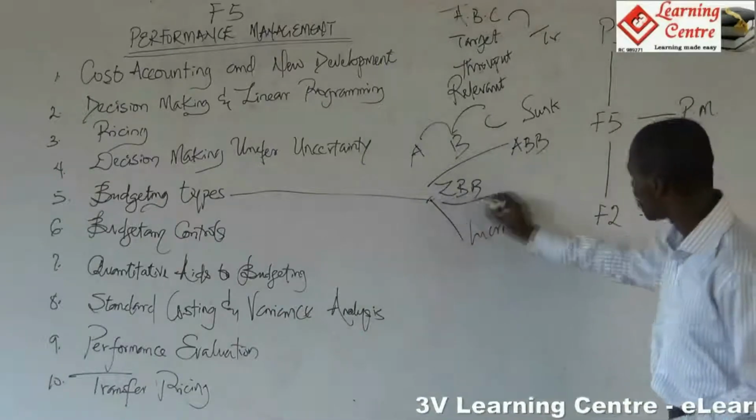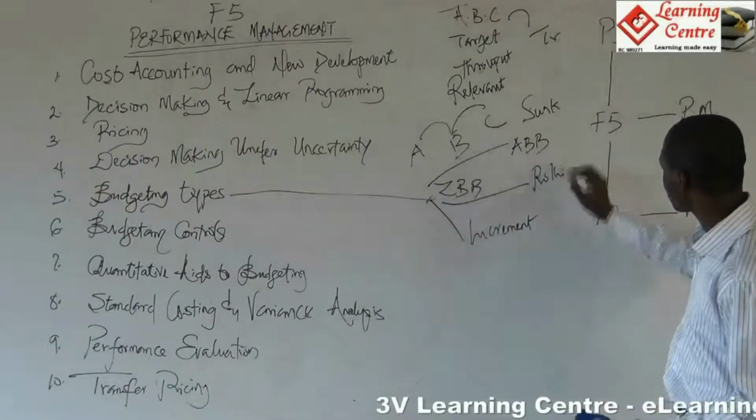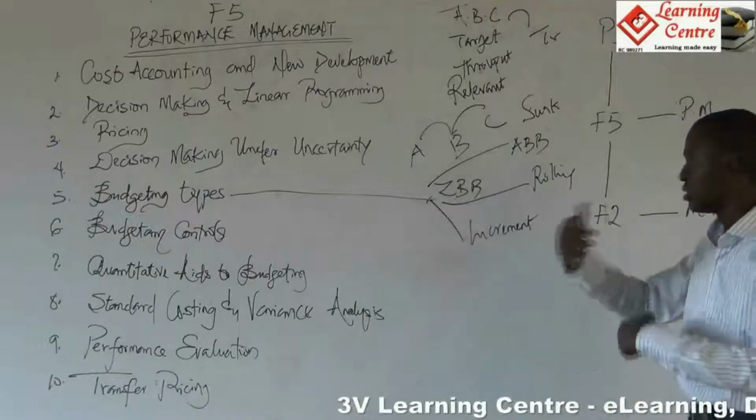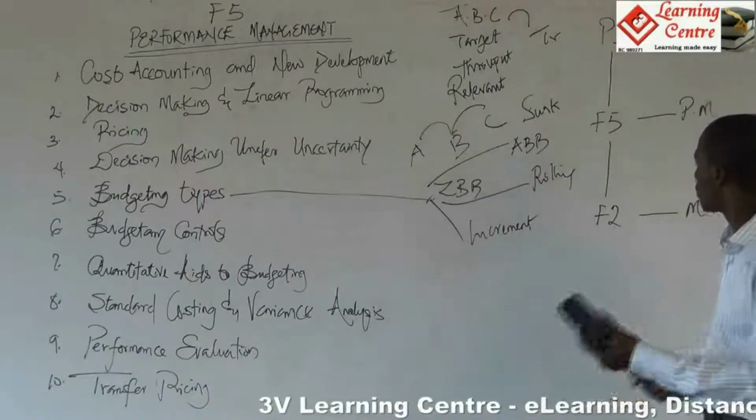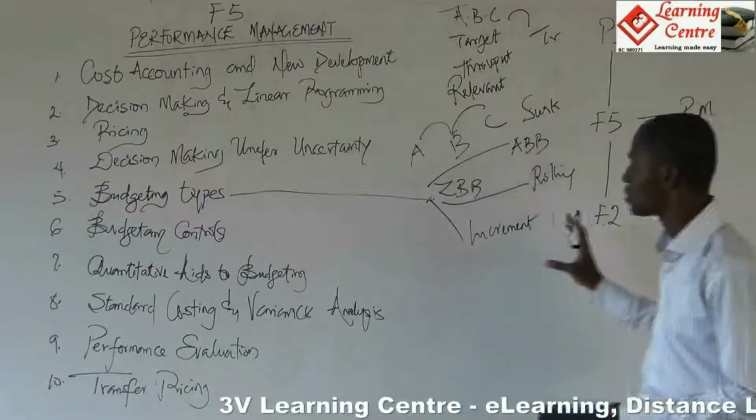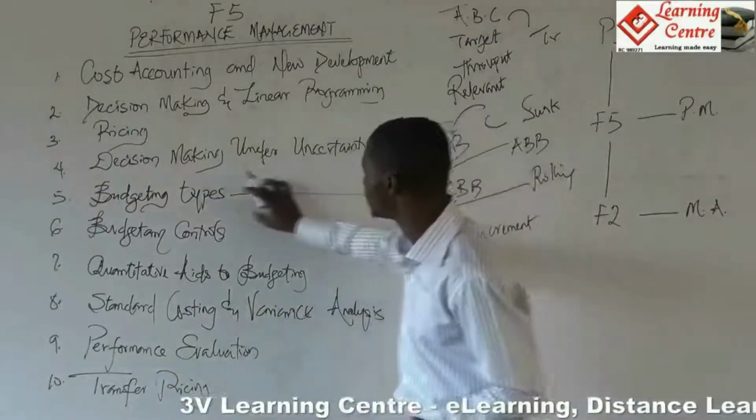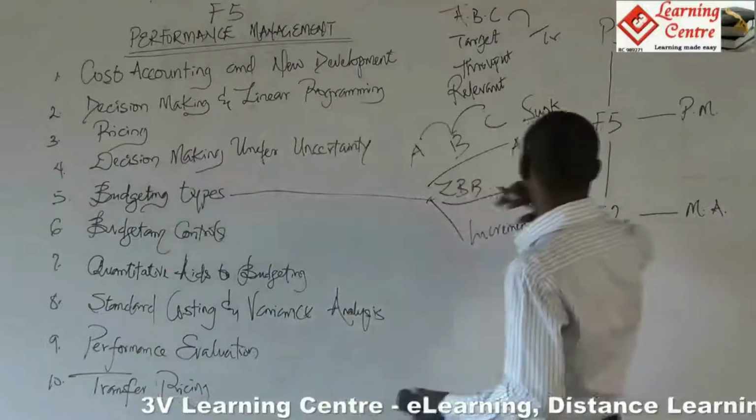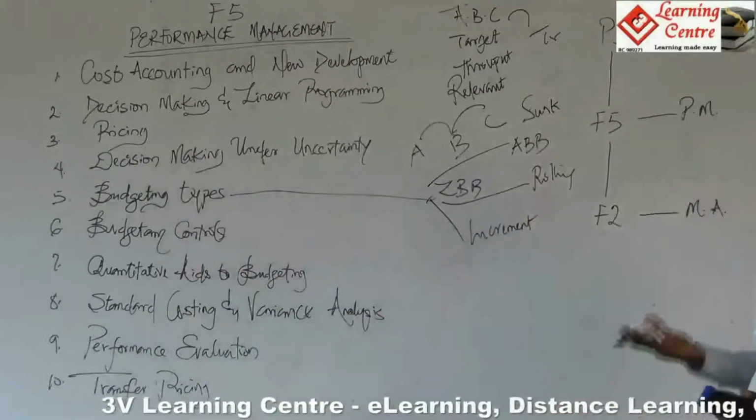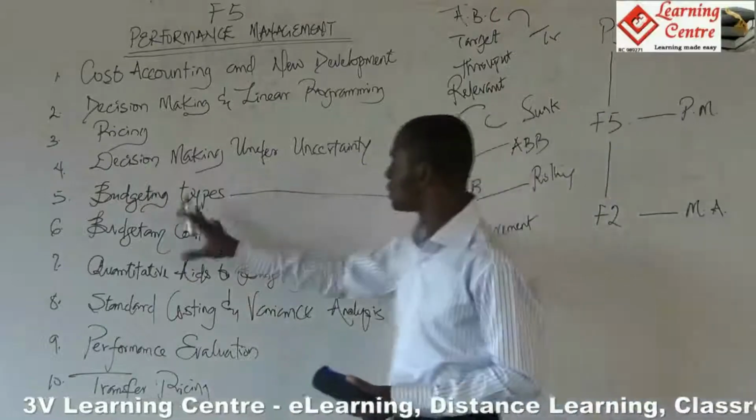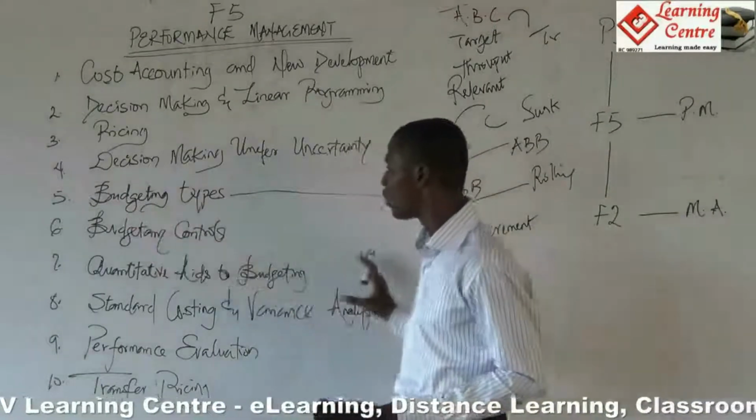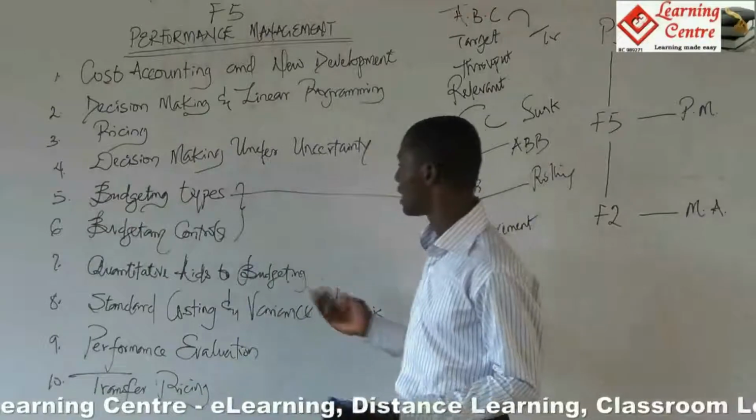We also have rolling budget, which is what? Rolled month by month, or period by period, quarterly, and so on and so forth. So those are the budgets we'll be treating under these budgeting types. We also have fixed budget and flexed or flexible budgeting. So those are things we are going to be treating under this budgeting type. We have budgetary controls. These two are well aligned together.